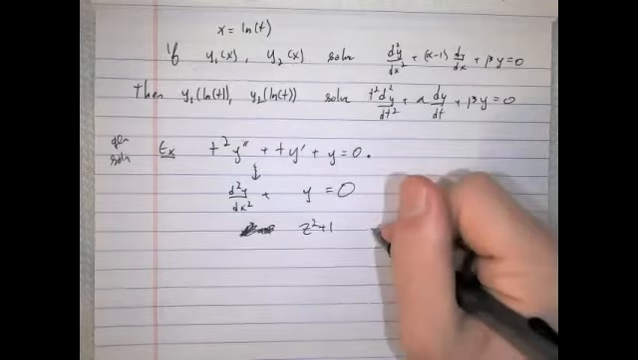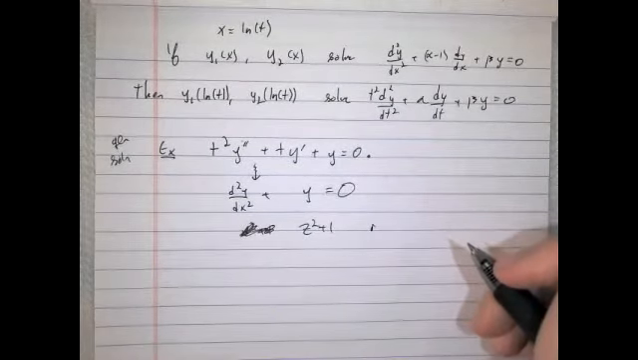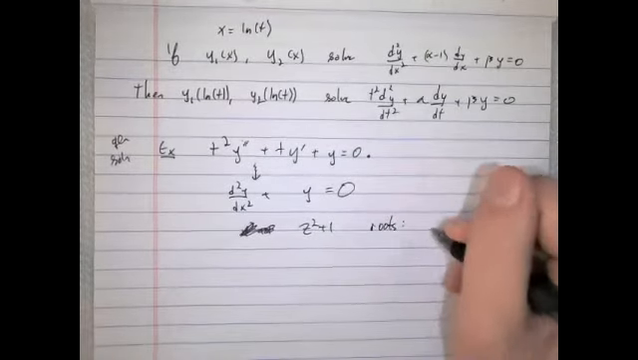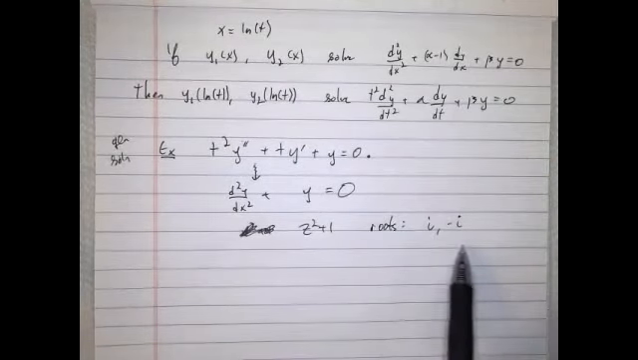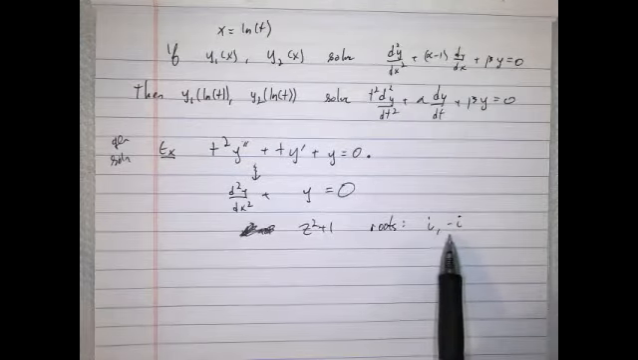2i and negative 2i. I don't know if we have 2's in there. Shouldn't we just have i's? Yeah, just i's, my bad. That's all good. So the roots are i and negative i.